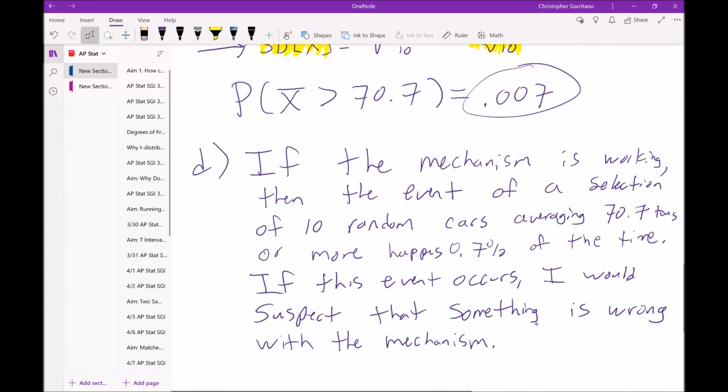We start out with a statement very reminiscent of interpreting a p-value, because this is essentially what we're doing. We're assuming if the mechanism is working, then the event of a selection of 10 random cars averaging 70.7 tons or more happens 0.7% of the time. If this event occurs, I would suspect that something is wrong with the mechanism. All right, so this would be a complete answer. Notice I'm using context, I'm citing my answer from the previous problem, and I'm making a decision and basing that decision off of the information that I've gathered.